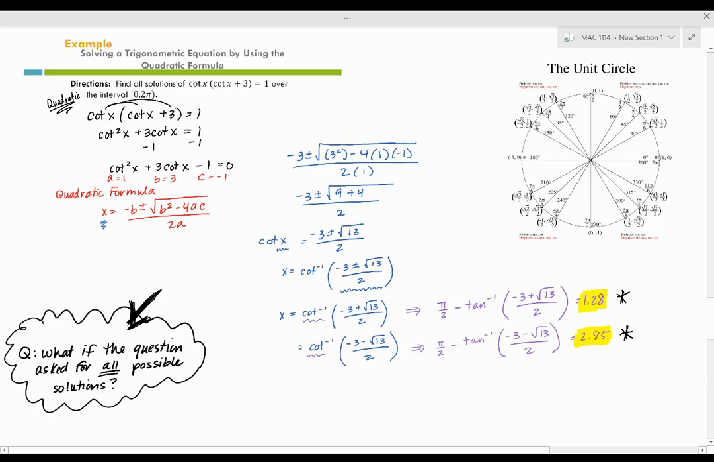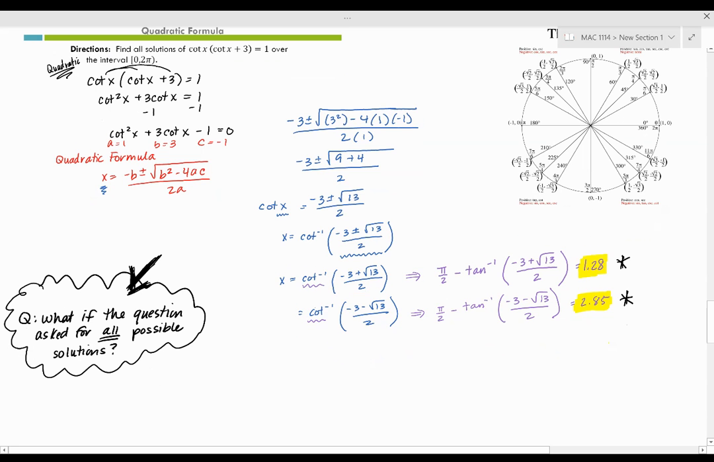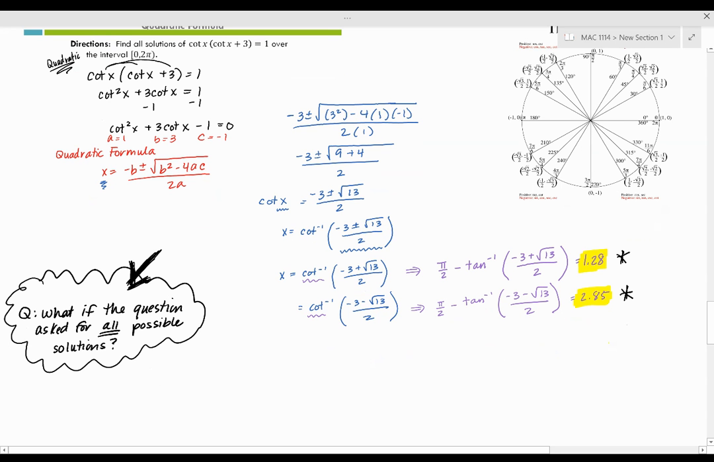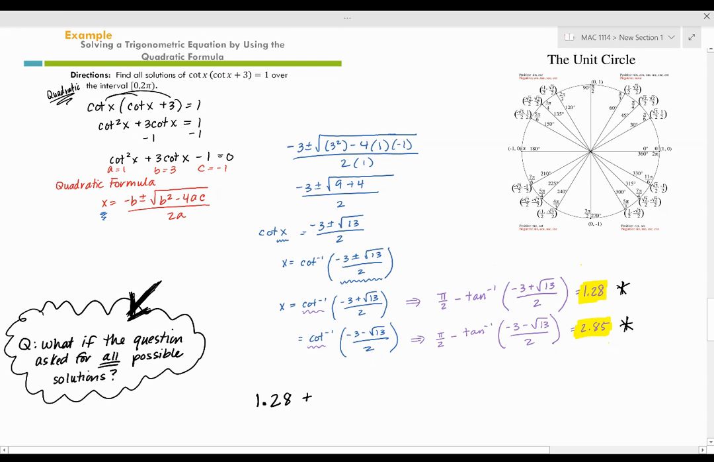Okay, so if I wanted to write all of the possible solutions that will occur every time we get to 1.28 on the unit circle, I would say 1.28 plus the period of the trig function. Well, the trig function that we were looking at in this problem is cotangent. So I have to remember what the period of cotangent is. And if you guys remember, it's pi. So I would say times pi n.